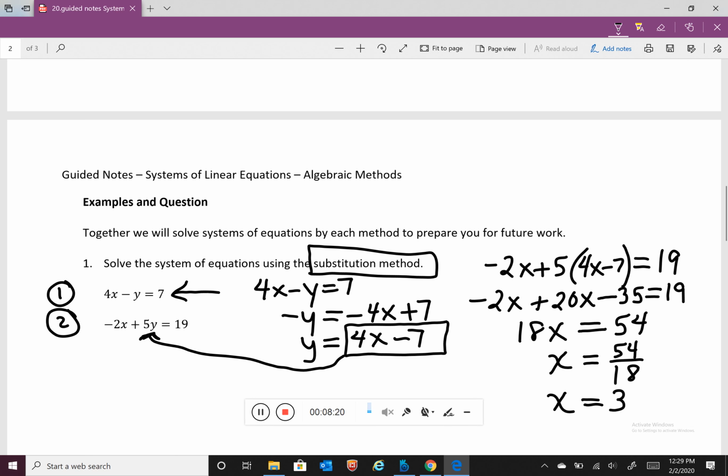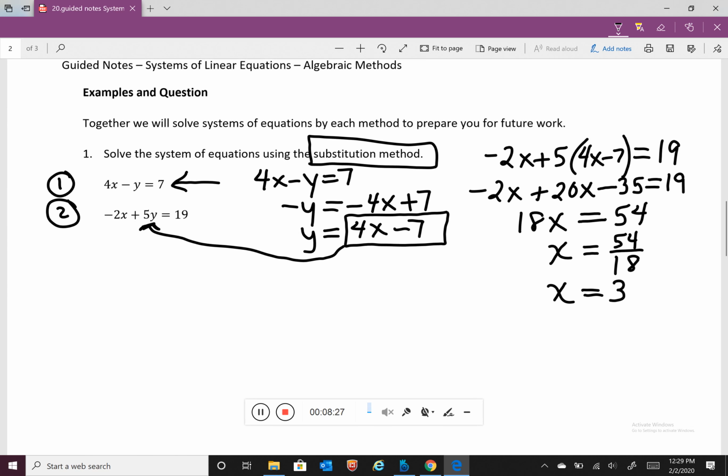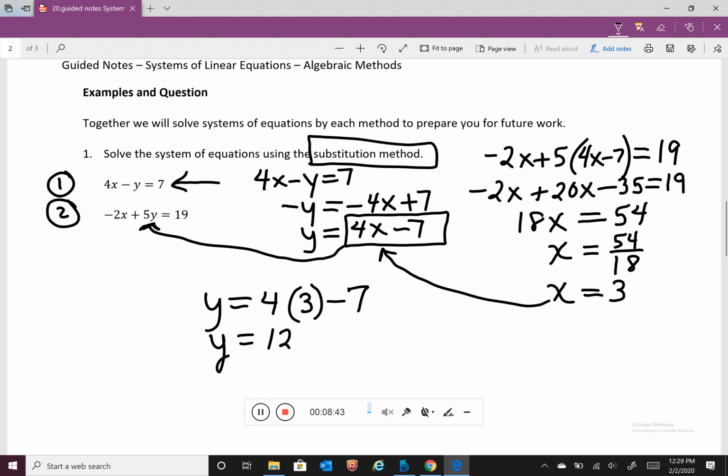So the easiest way to solve for y is recognizing, well, I have y equals 4x minus 7. So y is equal to 4 times x, but we just found that x is 3, and then subtract 7. So y is equal to 12 minus 7, or y is equal to 5. And so the solution that we found is 3, 5.